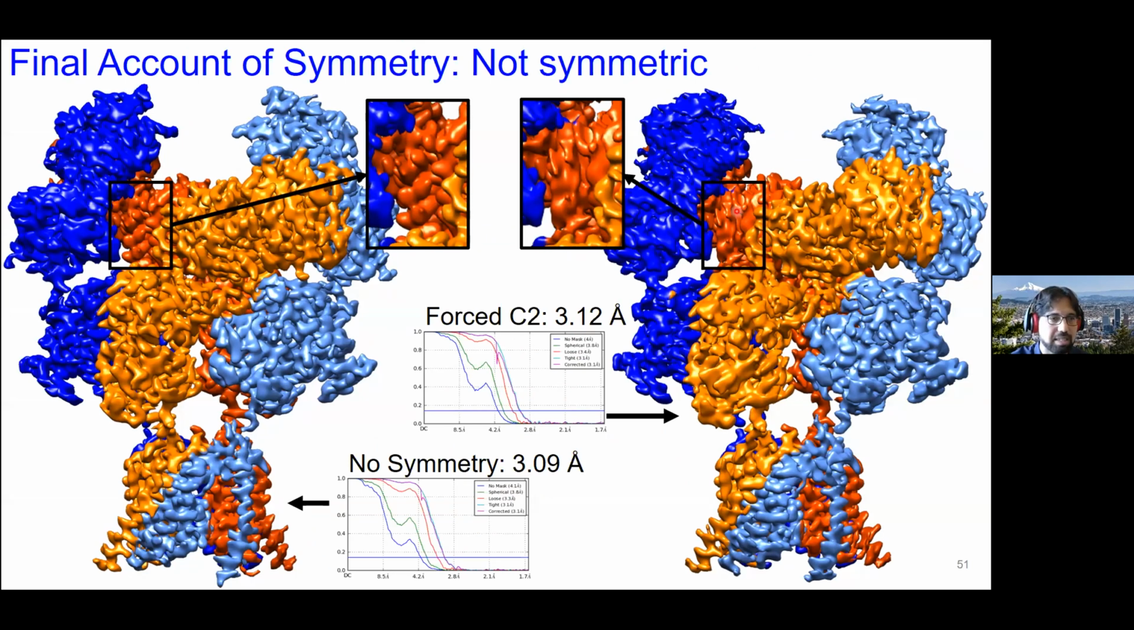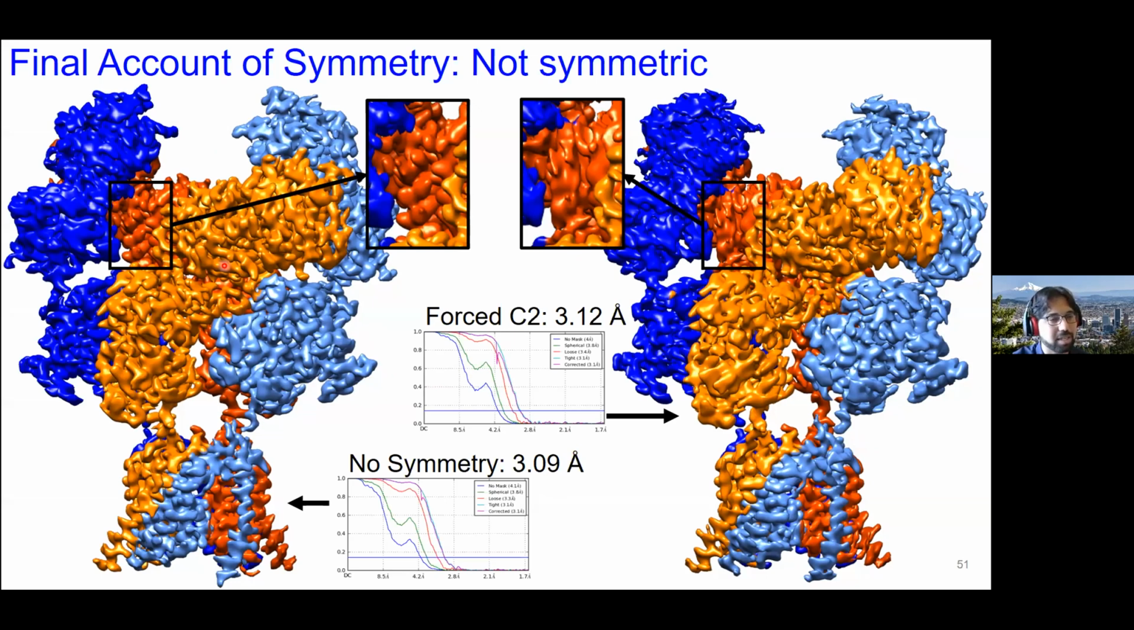And it's not just at the amino terminal domain. At the ligand binding domain, you also see the smearing here, whereas here, it's pretty clear. And finally, even at the transmembrane domain, there isn't much smearing, but when you fit a model to this, you notice that the helices have moved when you force C2 symmetry. So again, to me, this was the ultimate confirmation that this is really not a C2 symmetric structure. This structure has deviation from symmetry. I think it's fascinating. I don't know why it has deviations from symmetry, but it is clear that it does.